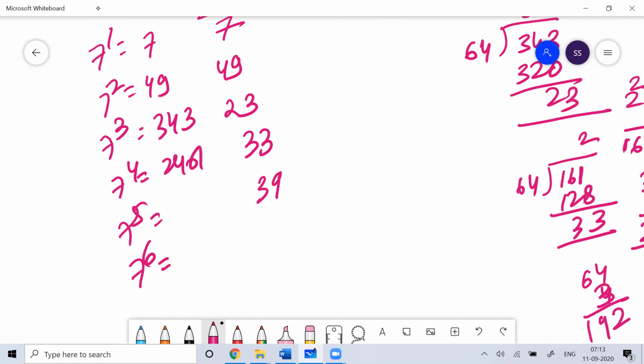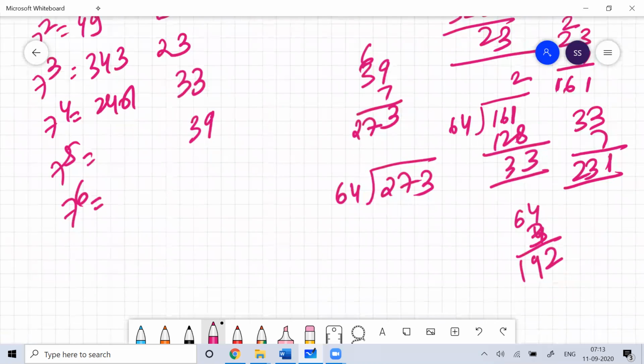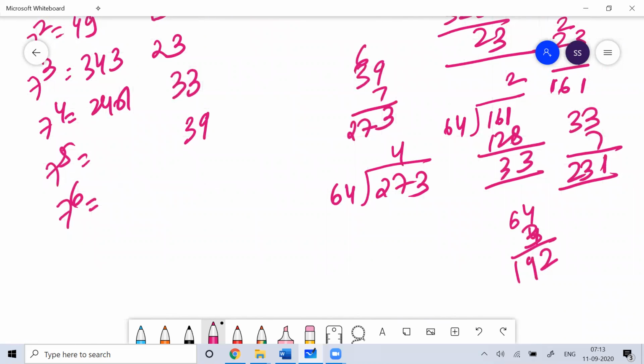7 to the power 6: 39 sevens are 273. 273 divided by 64: 64 fours are 256.